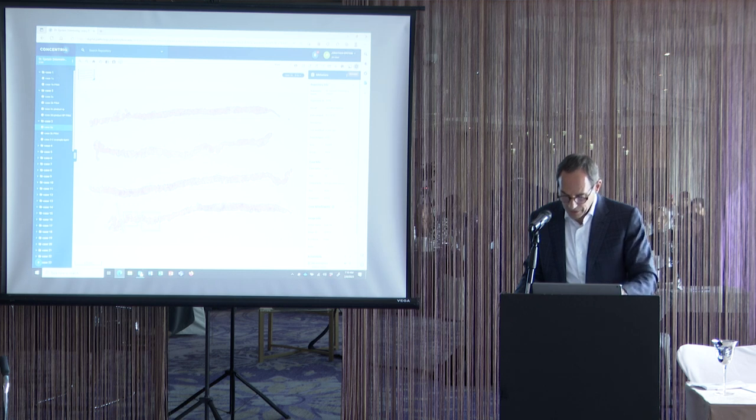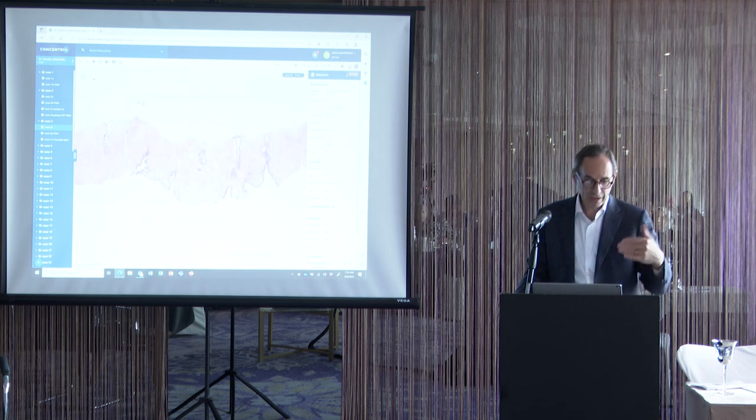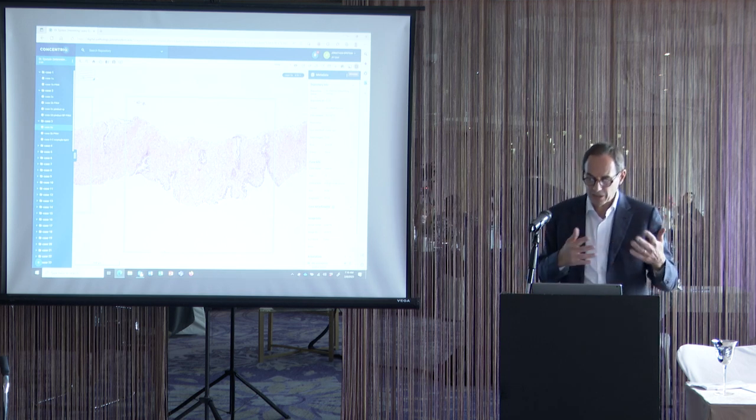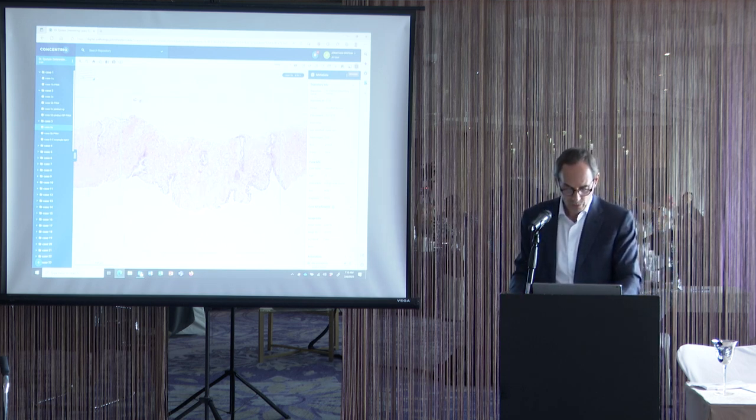Okay, so this is somebody who had a history of prostate cancer. And I'm first going to show you cancer with treatment effect, and then I'm going to show you another slide from another case of benign prostate tissue with radiation effect that I think shows it better in terms of what benign glands look like with radiation effect.